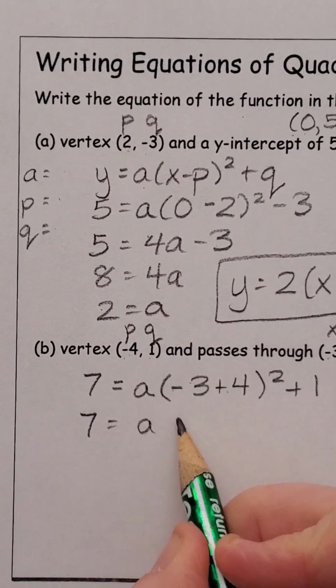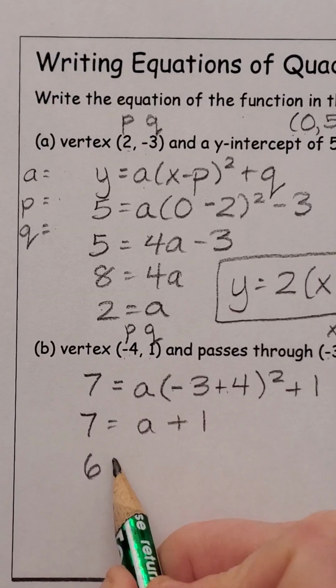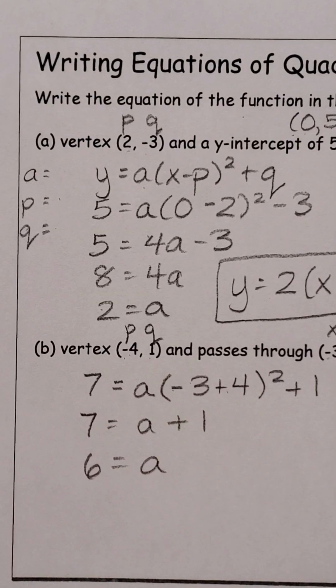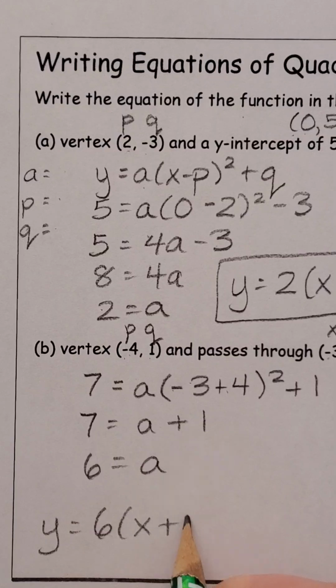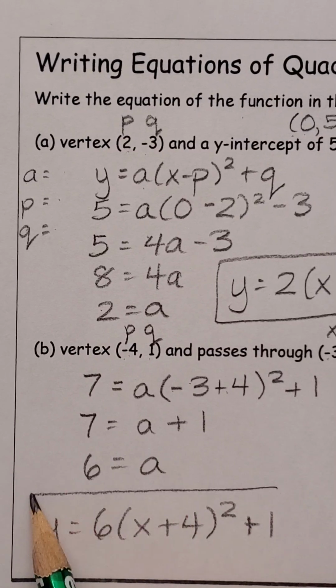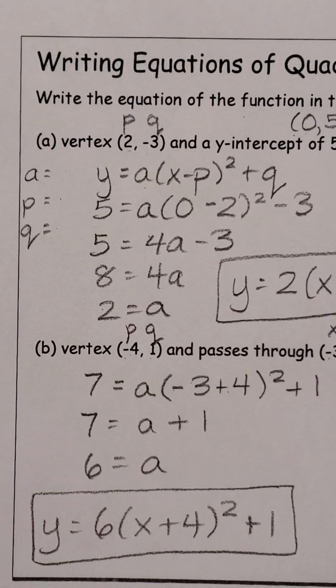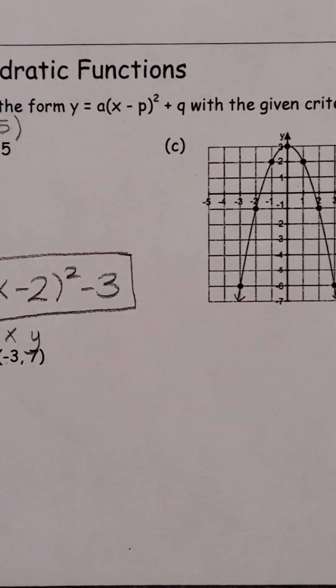1 squared, oh, that's not difficult at all, so that was a nice one. And there's our a value. y equals 6(x plus 4) squared. Just have to watch out for that negative and positive when it comes to our p value.